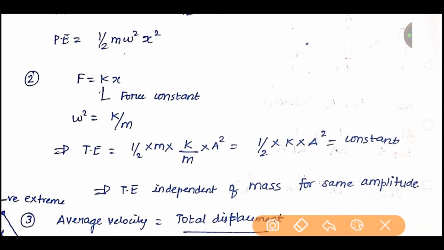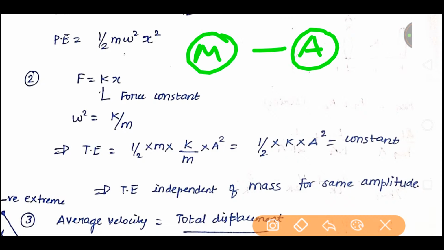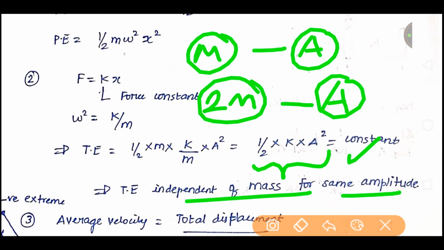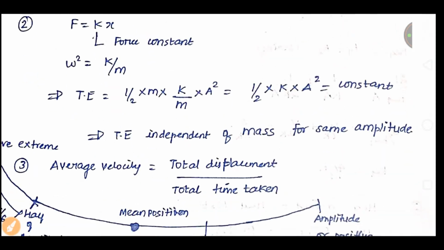For example, a body has mass m and its amplitude is a. What is total energy? Half k a square. K is constant, right? And if the body is 2m and the amplitude is the same a, total energy is again the same. So it is independent of mass for the same amplitude. This is only known when you expand the omega square. Without expanding omega square, you would think total energy depends on mass. No, total energy is independent of the mass for the same amplitude.